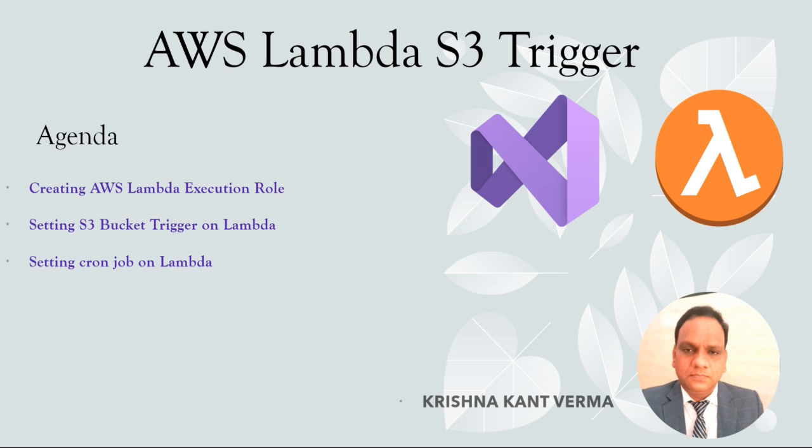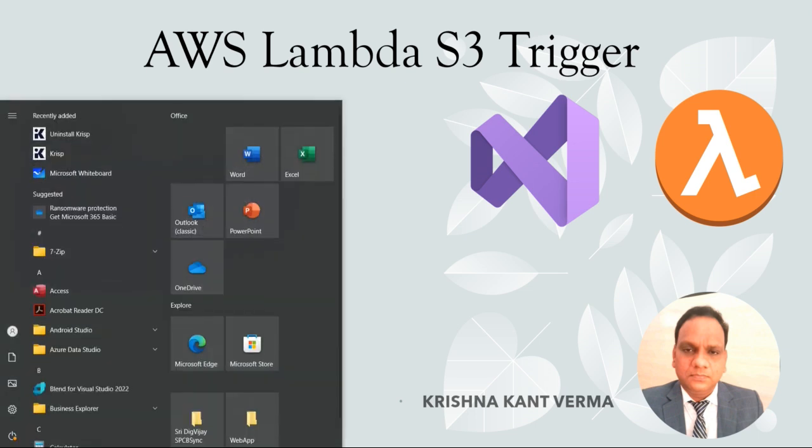So let me first explain the Lambda execution role. While we create any Lambda function, as in the previous sessions also, we have seen that when creating a Lambda function on the Lambda console, we have to create or select an existing Lambda execution role. You can create a new Lambda execution role, or if you have already created one, you can select that. So let me go on the console, so that we can understand it well.